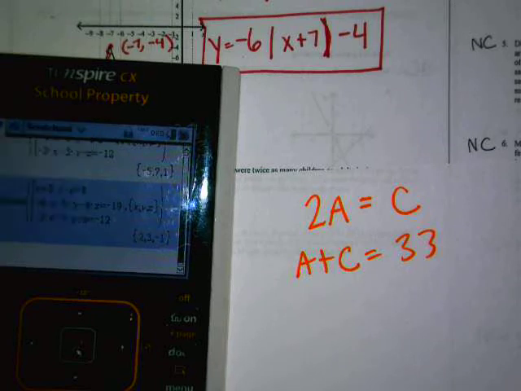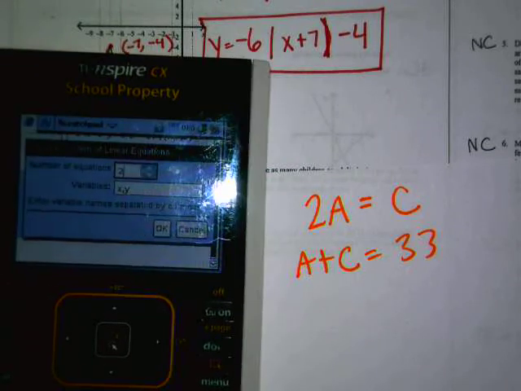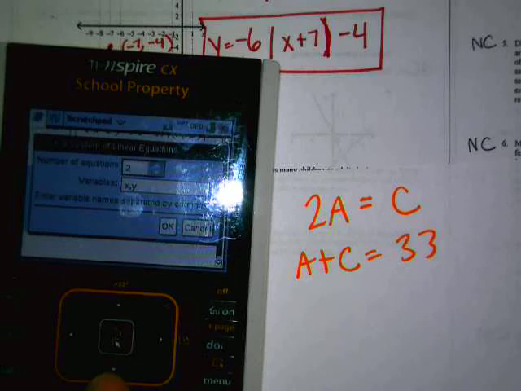All right, menu 3.2 will pull up the system of equations. I have 2 equations. My variables are A and C.